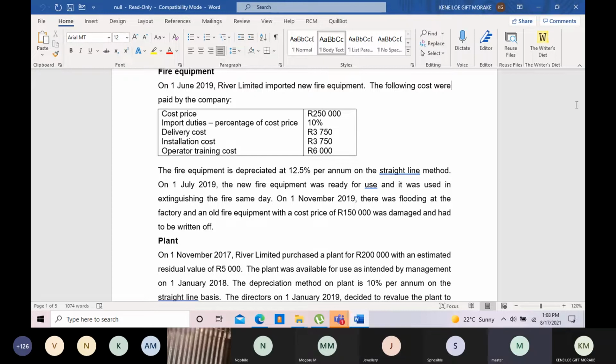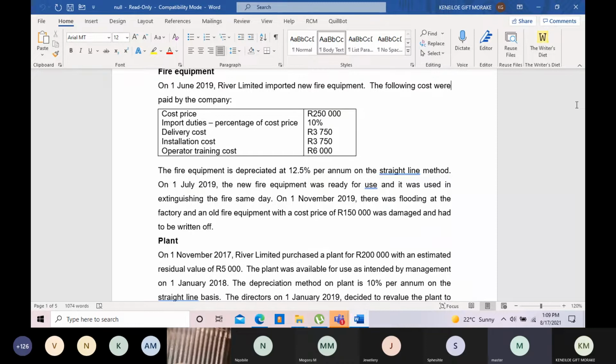Now I'm on this one for fire equipment. I'm saying to you, we need to determine how much is the depreciation of the fire equipment, in the same way as we did on the office building. Now we're dealing with the fire equipment. The principle is the same. You must know the principle, the rules of calculating depreciation and all these things.